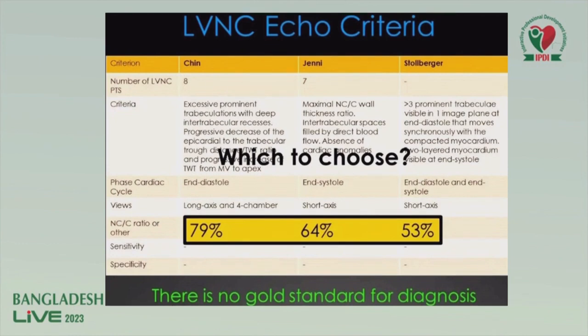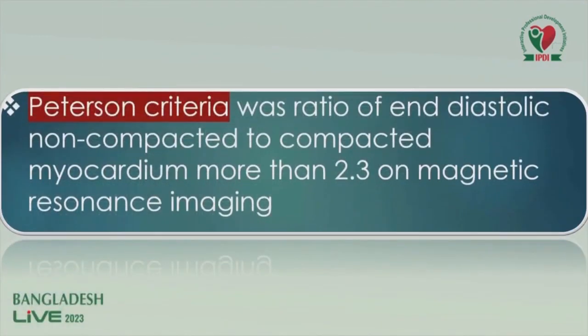Regarding sensitivity, when we consider the Chin criteria, it is 79% sensitive, Jenni criteria 64%, and Stollberger criteria 53%. There are also CMR criteria. Petersen criteria, whose ratio of non-compacted to compacted myocardium in diastole is usually more than 2.3.